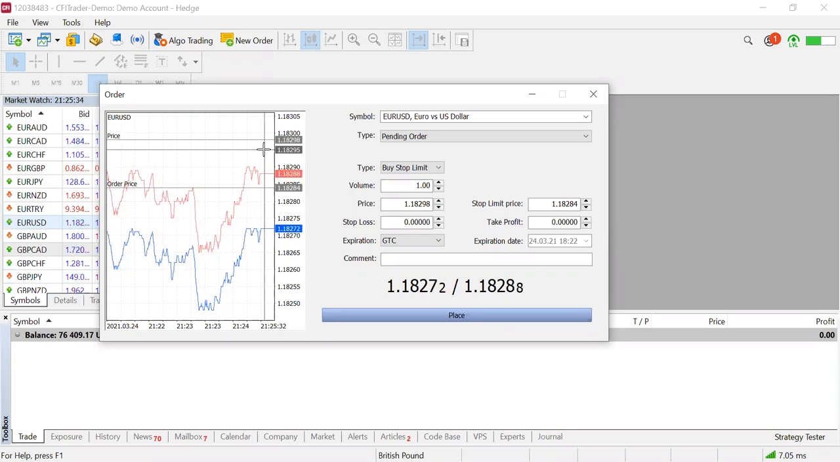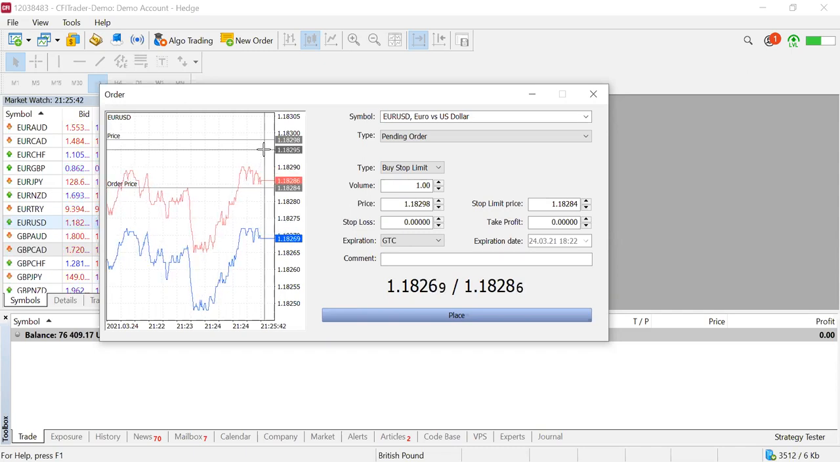So yeah, this is it with the types of pending orders that you have available on the MT5. And all these types of orders obviously happen with every single instrument, okay? It's not just with the euro dollar. Let's see if we have any questions so far.